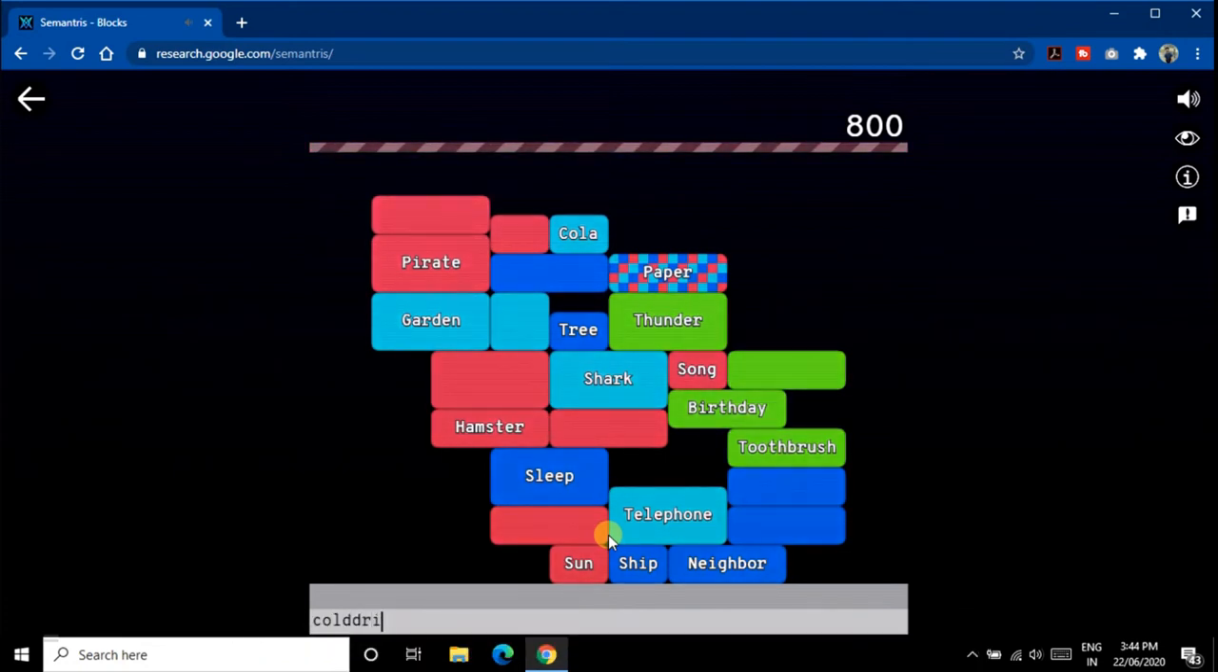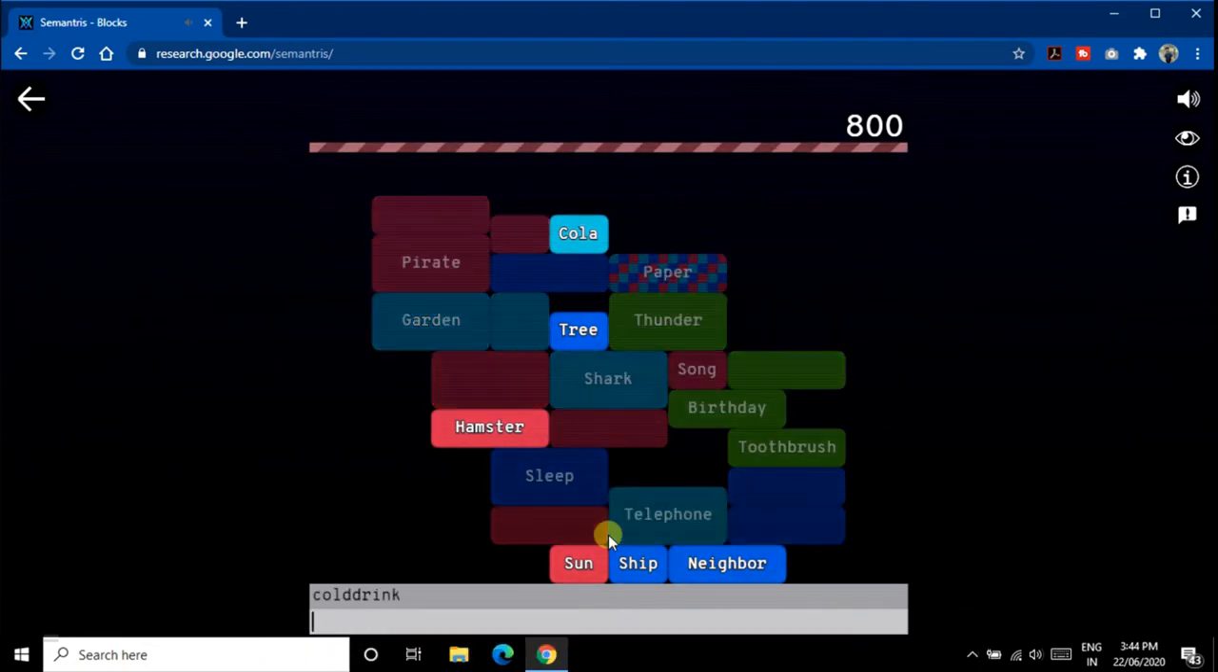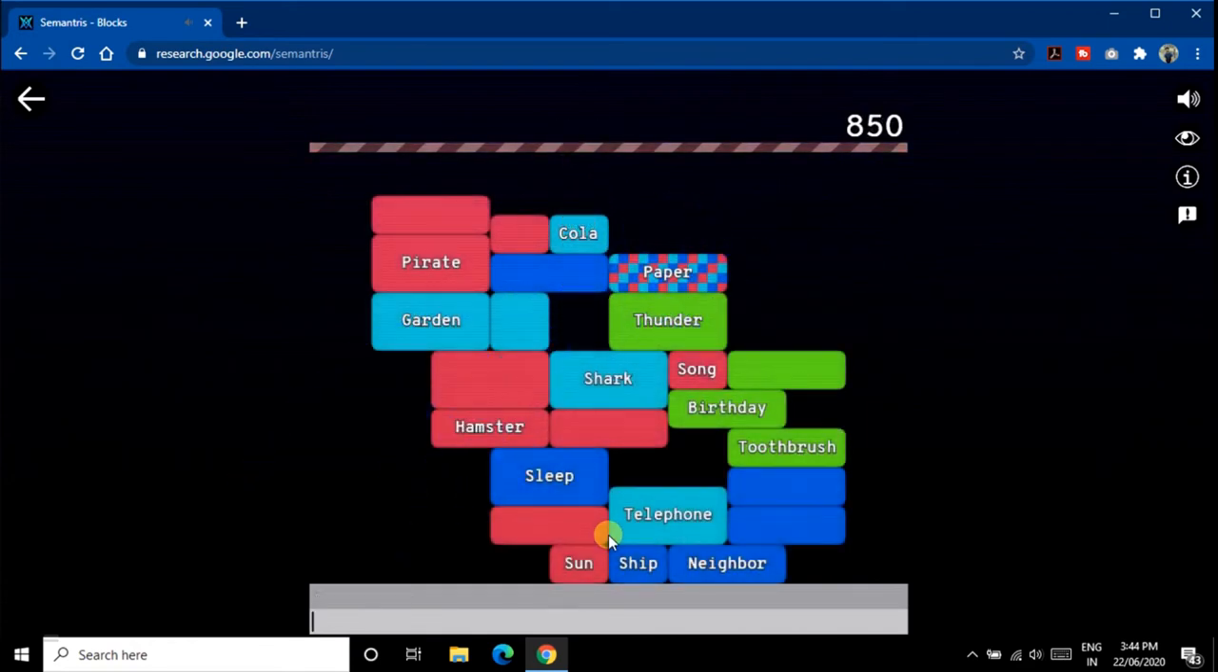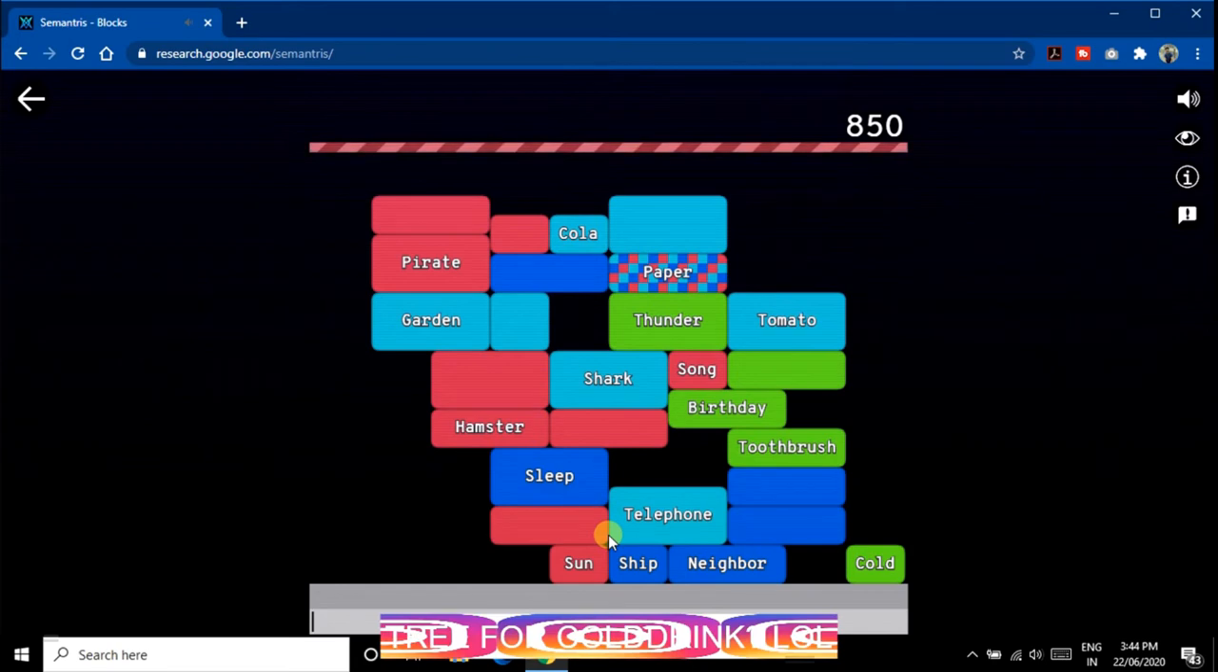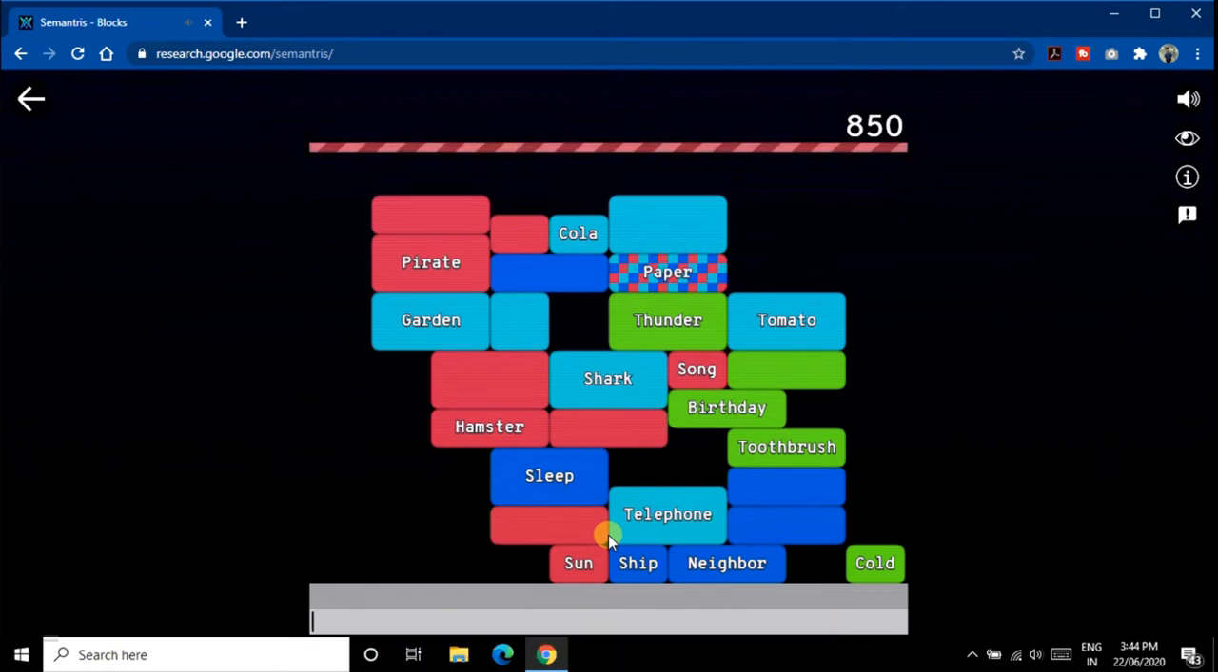Cold drink. And then type cold drink. What does it do, is it going to get cola out? Okay, it's going to go get the tree. Well, it took the tree out. Sometimes it's very funny how AI works, basically.